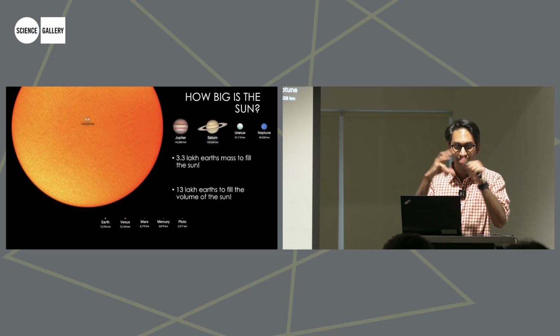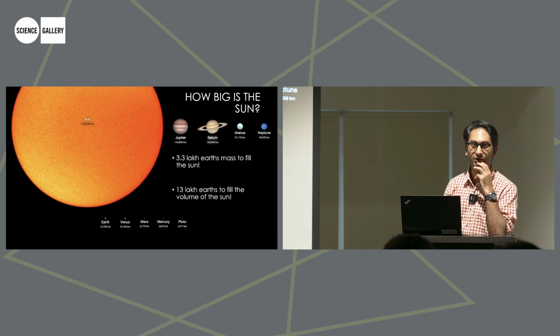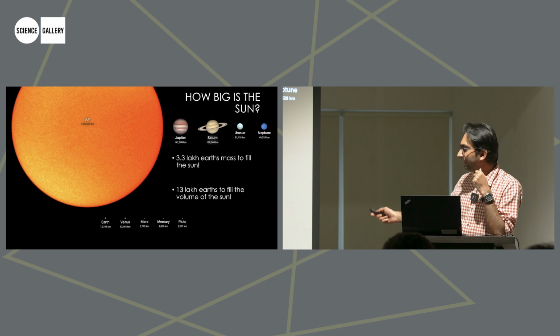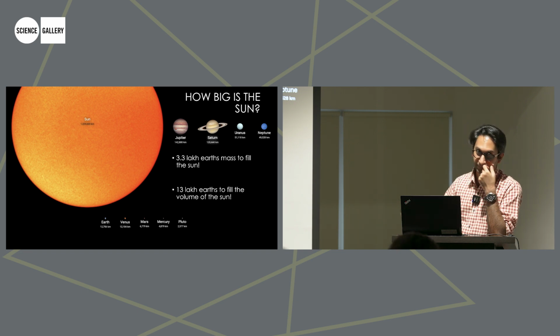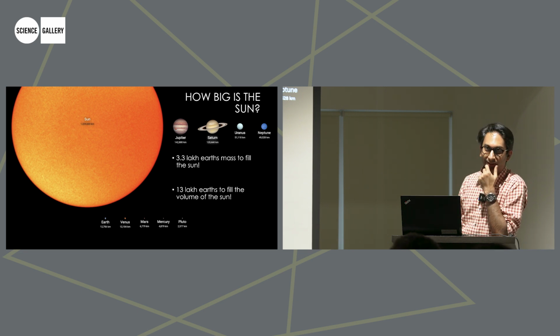How many Earths do you need to put in? Let's say you take the volume of the Earth and you start filling up an object like this. How many Earths do you need? You need 13 lakh Earths to fill that up. But here is some interesting thing I want to say. The sun is so massive, and you need about 3.3 lakh Earths to make up the sun's mass.